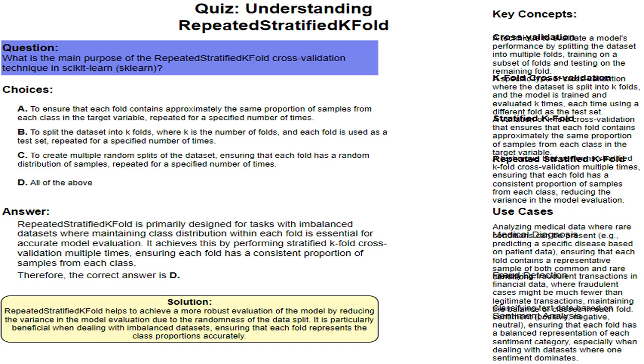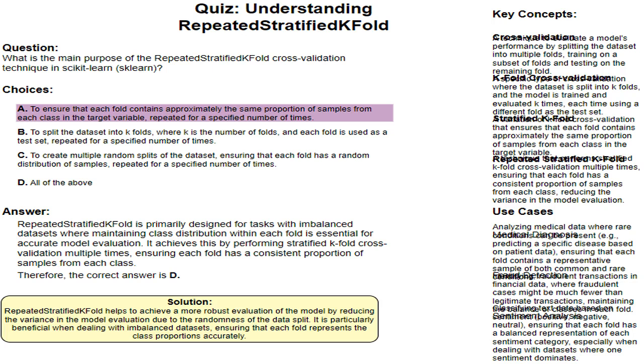Which is the main purpose of the repeated stratified k-fold cross-validation technique in scikit-learn, sklearn? To ensure that each fold contains approximately the same proportion of samples from each class in the target variable, repeated for a specified number of times.